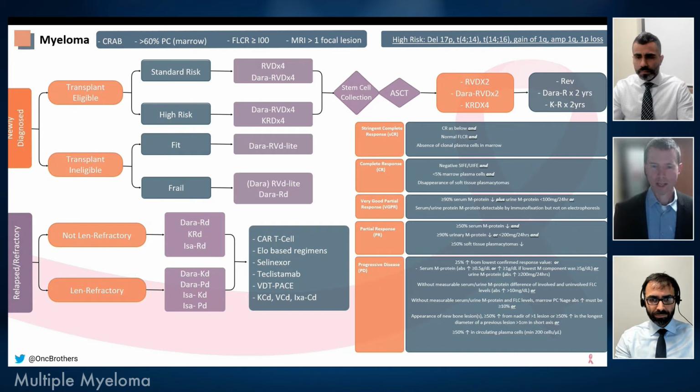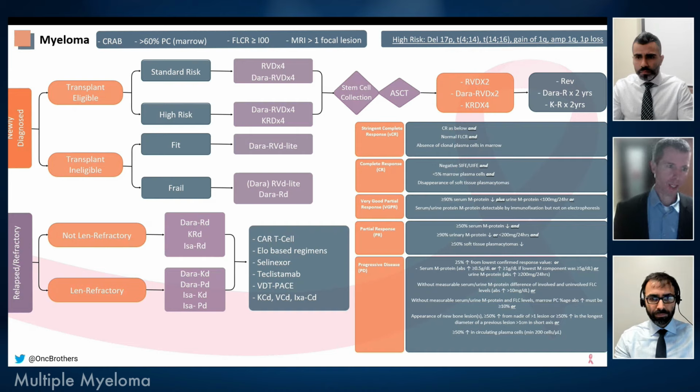And the 1q gain can be reported in FISH as a gain of 1q, which is 3 copies of the 1q element, or it can be an amplification, which is more than 3. And it has been shown in certain trials that the amplification is worse than the gain, so more of this 1q seems to be negative for the patients.